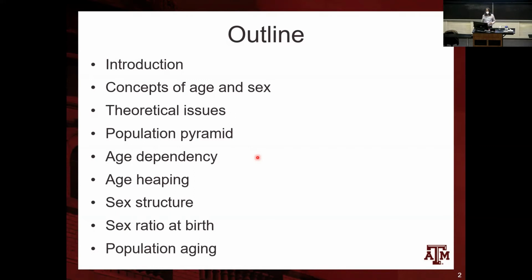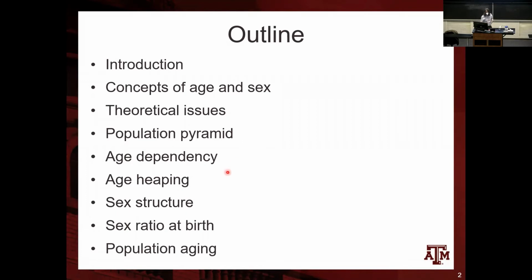Give an introduction about age, sex structure, the concepts of age and sex, some theoretical issues, give examples of population pyramids. Usually nowadays, we don't call them pyramids as much because since we have more older people, the shape of the age sex structure is becoming more rectangular. So we usually call it age sex structure or age sex distribution of a population.